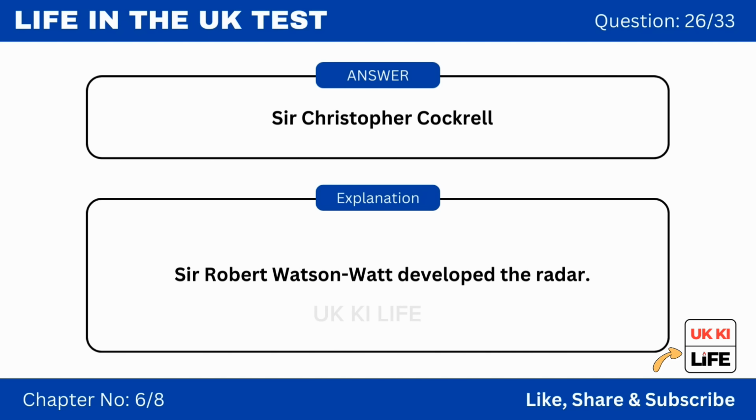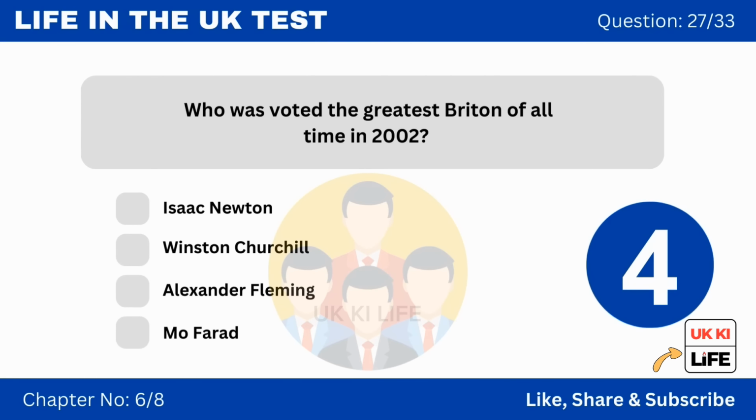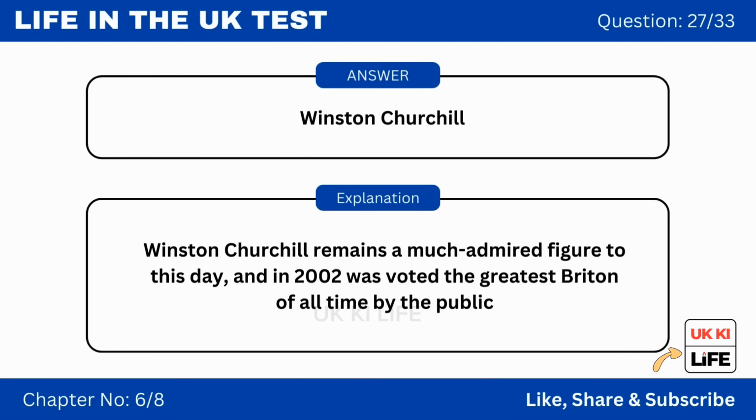Explanation. Sir Robert Watson Watt developed the radar. Question 27. Who was voted the greatest Briton of all time in 2002? Isaac Newton, Winston Churchill, Alexander Fleming, Mo Farah. The correct option is B. Explanation. Winston Churchill remains a much admired figure to this day, and in 2002 was voted the greatest Briton of all time by the public.